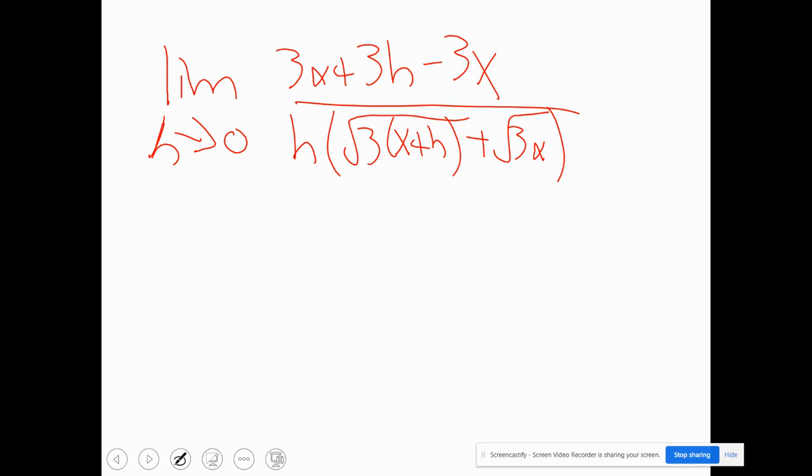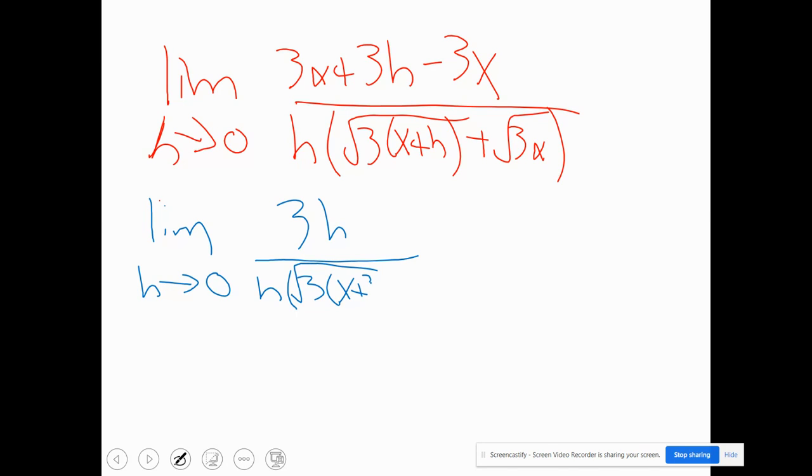Okay, so let's simplify our top. The limit as h approaches 0 of, in the top I get a 3x or 3h. In the bottom I've got h times my conjugate. There's a lot of math here. It's not hard math, but there is a lot of math involved.